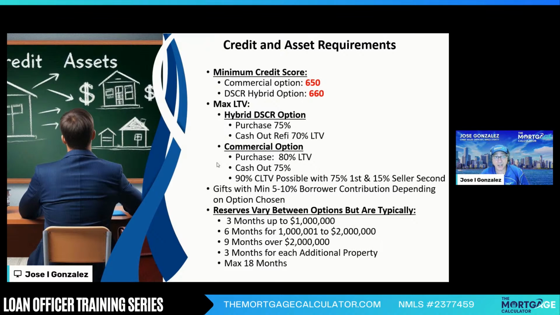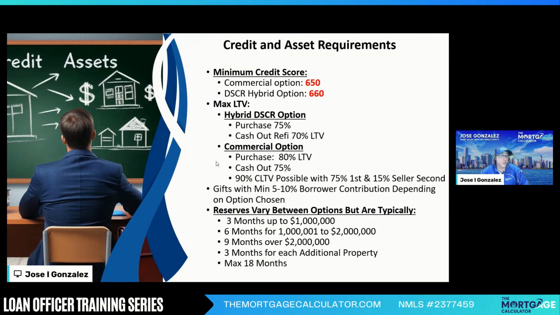Please note that under the commercial option, we do have a 90% CLTV scenario that is possible with a 75% first mortgage and 15% seller held second. So theoretically only 10% down from the borrower. Gifts are allowed with a minimum of 5 to 10% borrower contribution, depending on the option chosen. Some ask for 5, some ask for 10.